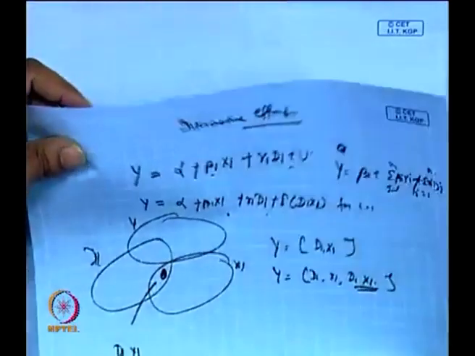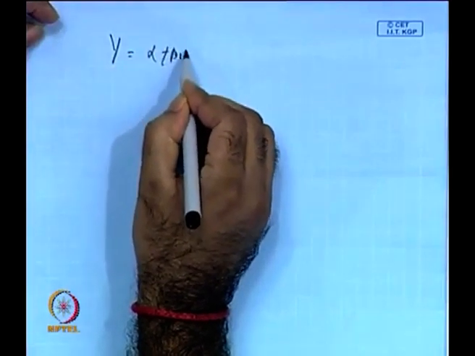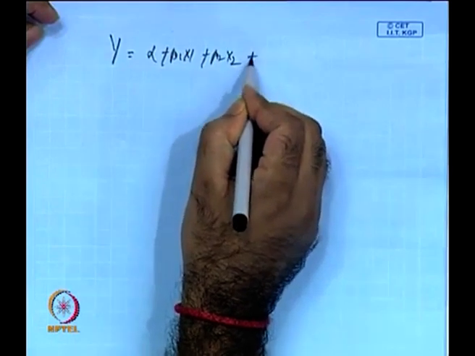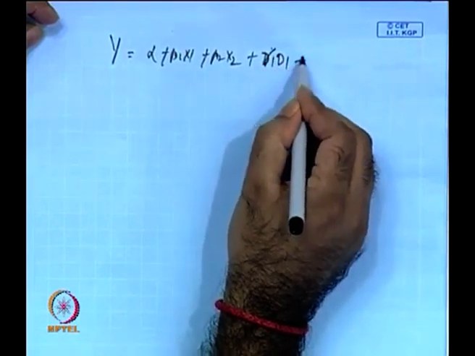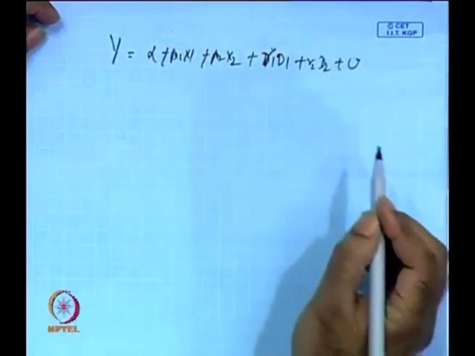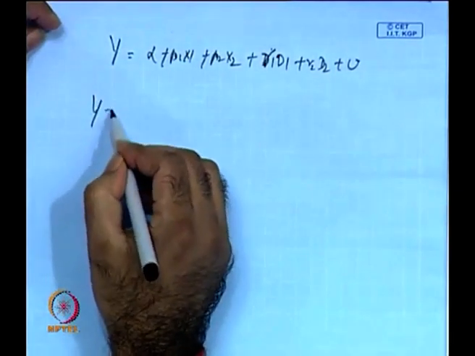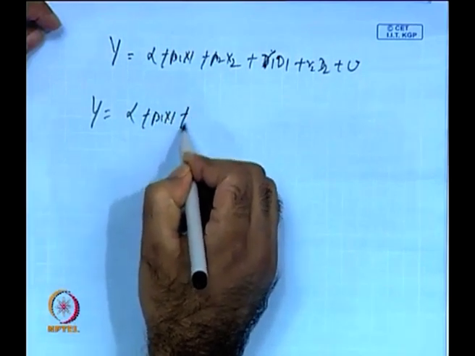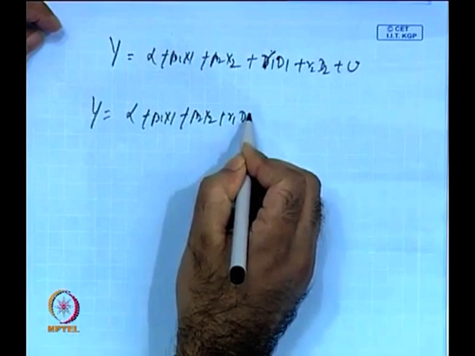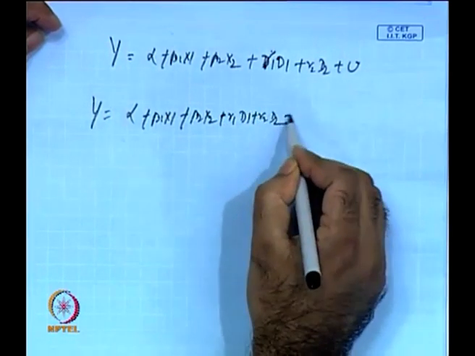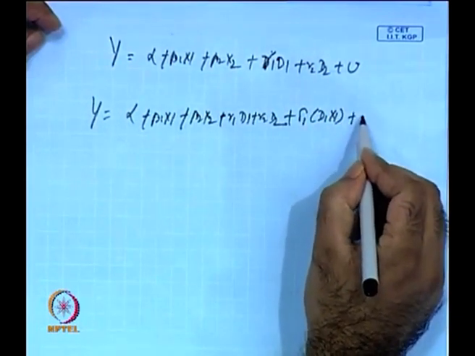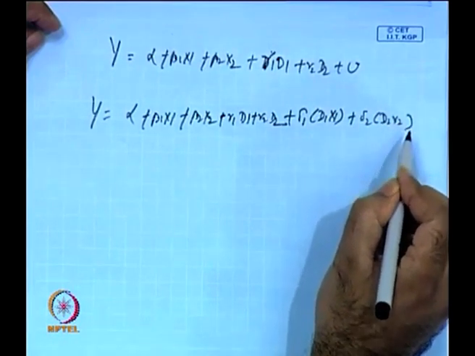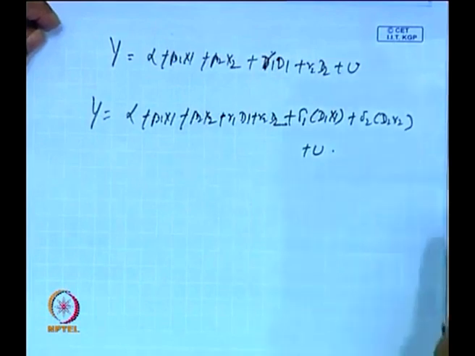Similarly, the complexity will increase when you add another variable in the system. Let us say y equals alpha plus beta 1 x 1 plus beta 2 x 2 plus gamma 1 d 1 plus gamma 2 d 2 plus u. This is the simple model, but when we go for interactive, then y will be alpha plus beta 1 x 1 plus beta 2 x 2 plus gamma 1 d 1 plus gamma 2 d 2 plus delta 1 into d 1 x 1 plus delta 2 into d 2 x 2 plus u. This is how you can go for it.